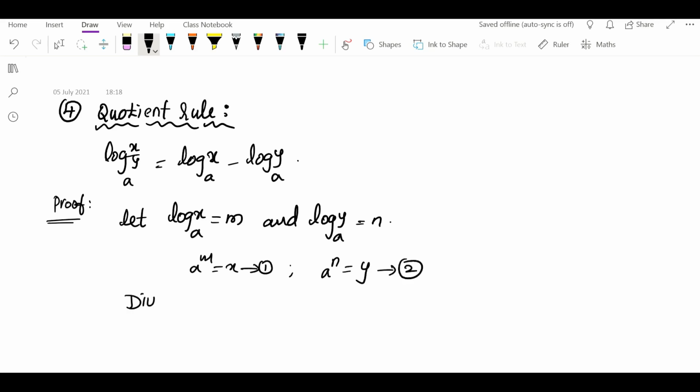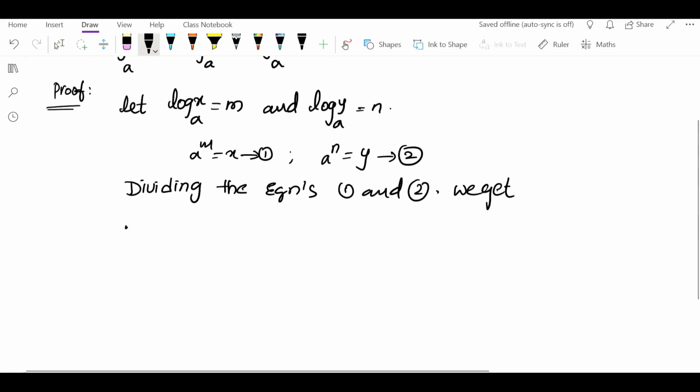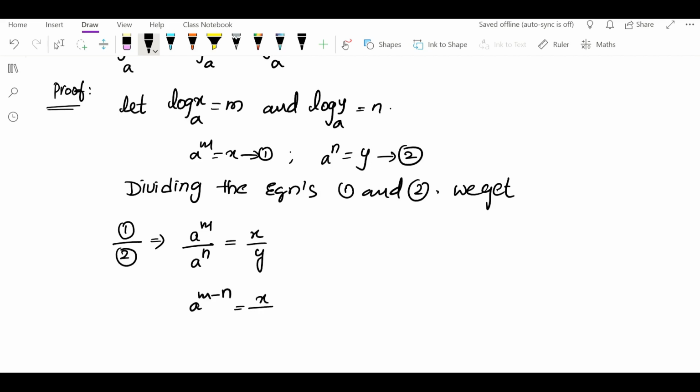Dividing the equations 1 and 2, we get equation 1 by equation 2. That is a to the power of m by a to the power of n is equal to x by y. We know the formula a to the power of m by a to the power of n means a to the power of m minus n. That is equal to x by y.